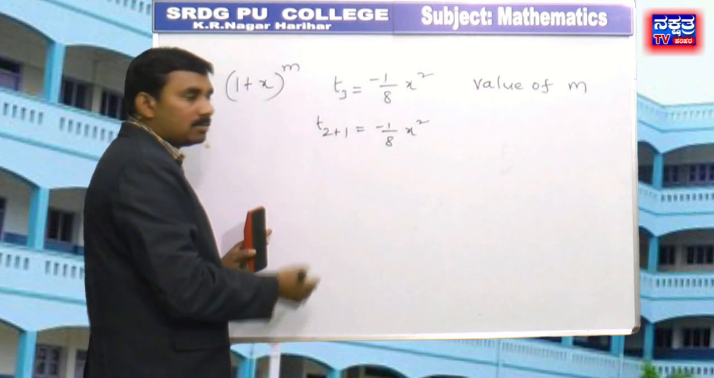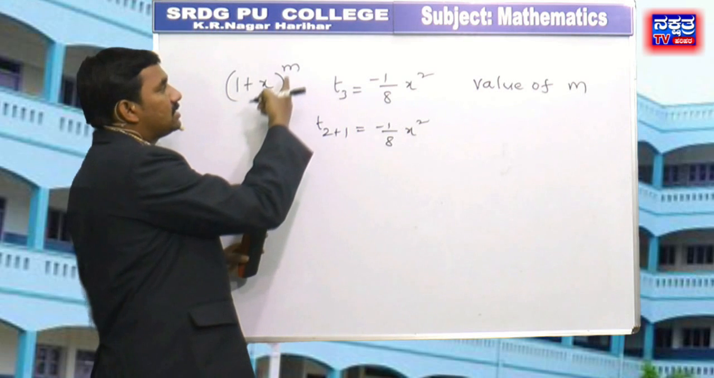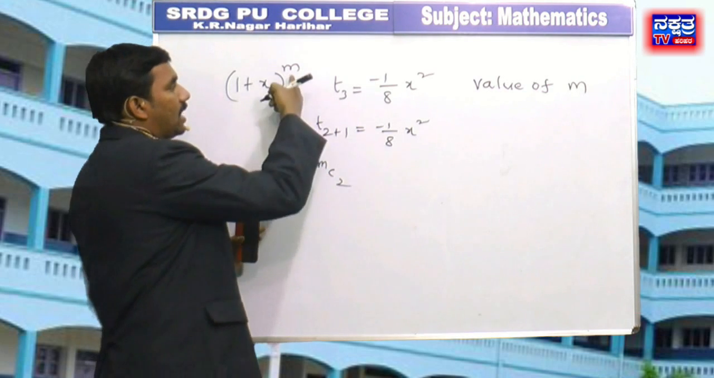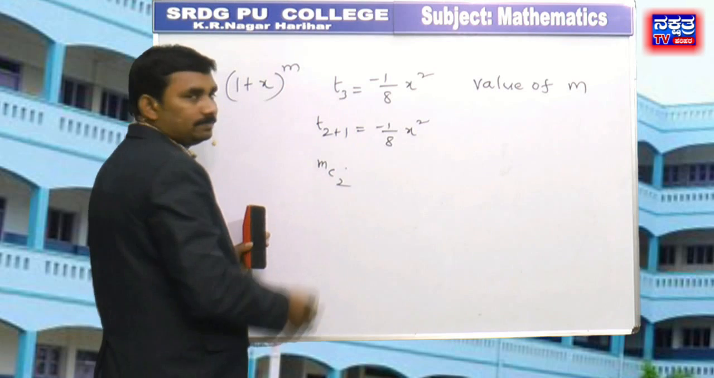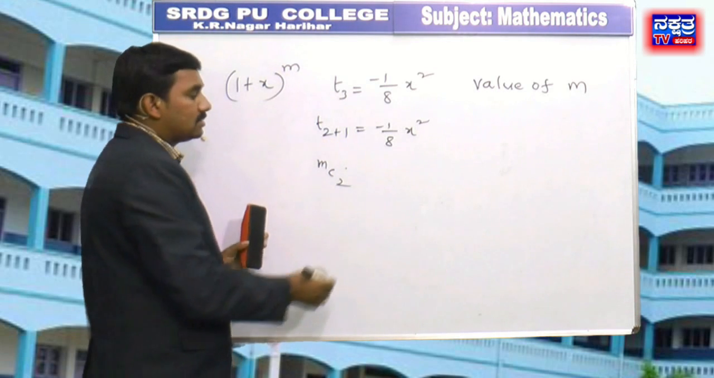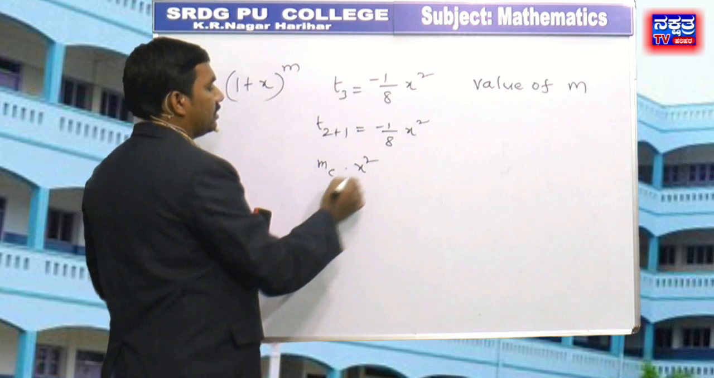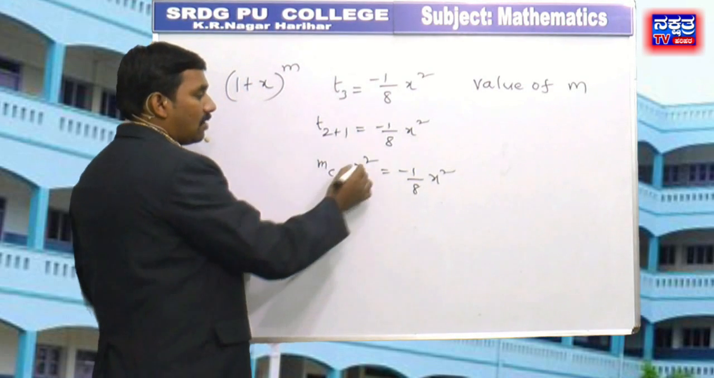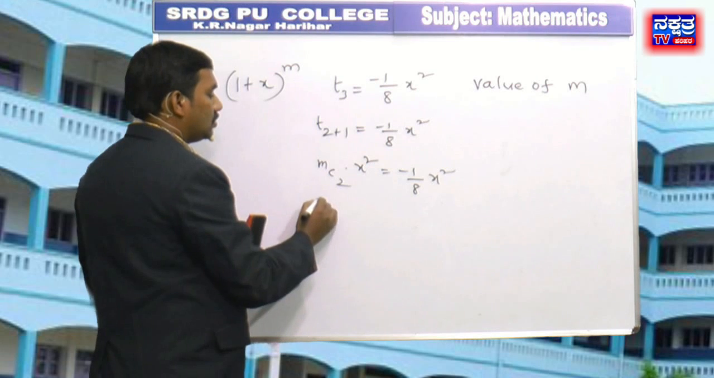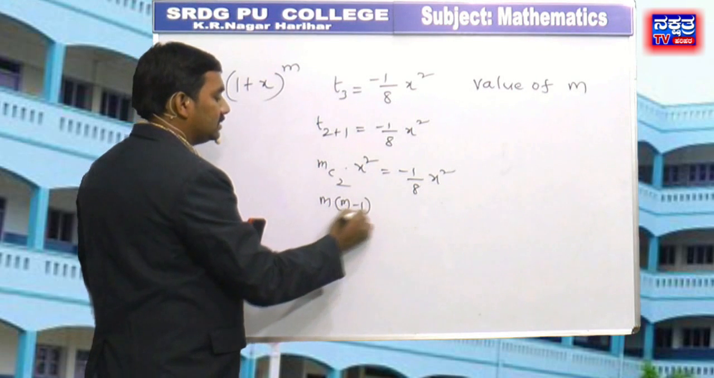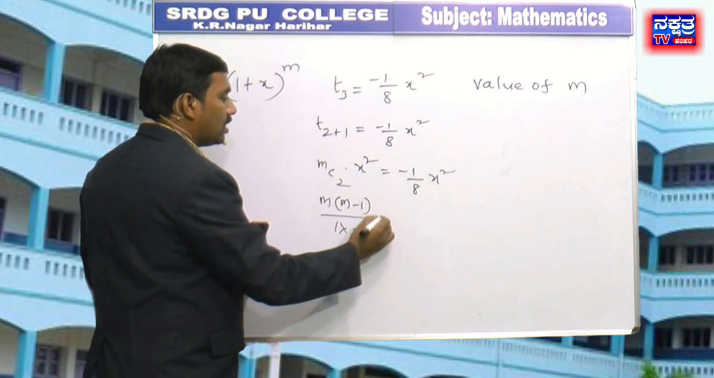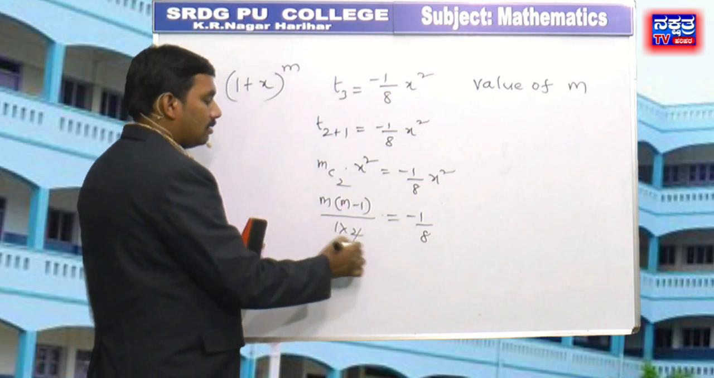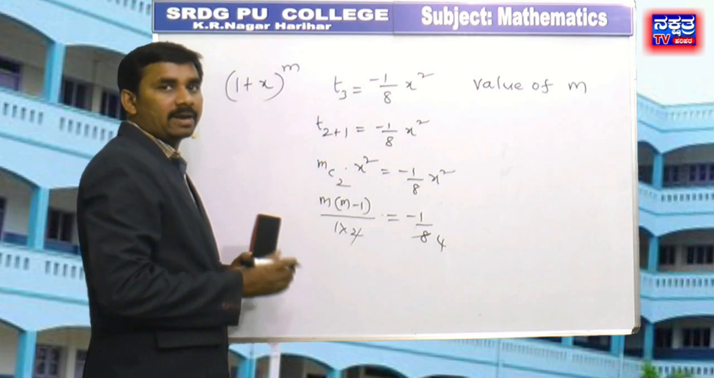T(r+1) in the expansion (1 + x)^n is nCr. So mC2 into first term is 1, second term is x², equal to -1/8 x². Hence after some cancellations, 2. So here you can write mC2 is m(m - 1)/(1 × 2) equal to -1/8. Then here after cancellation we are getting 4.